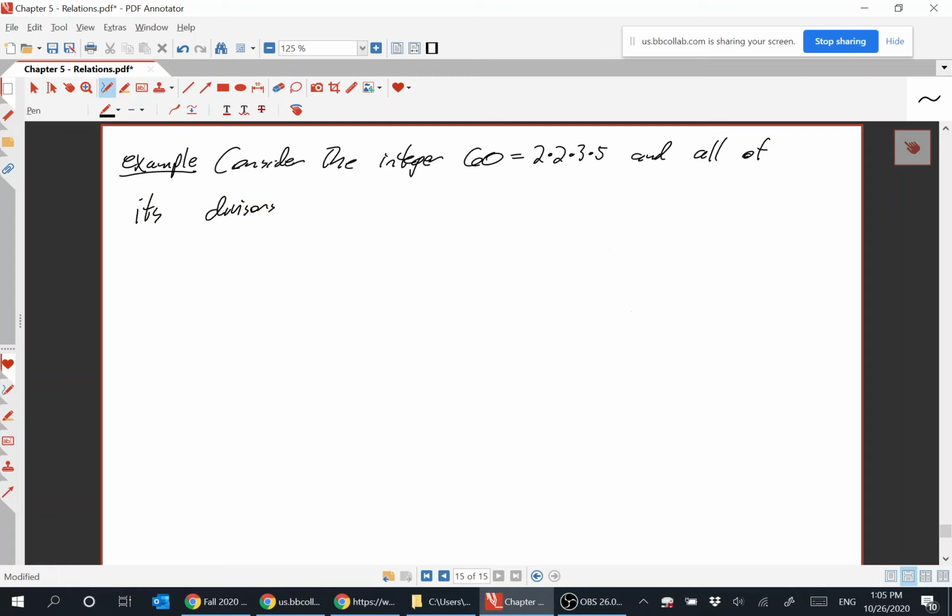What are the divisors of 60? Well, it's all just partial factorizations of 60, using these primes. So you've got 1, which has no primes in it at all. You've got 2 by itself. You've got 2 times 2. I'm not even going to write what that integer is at the moment.